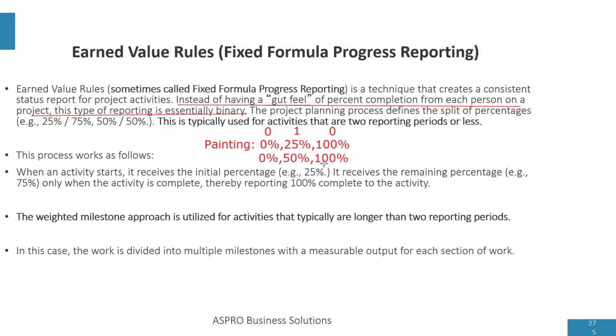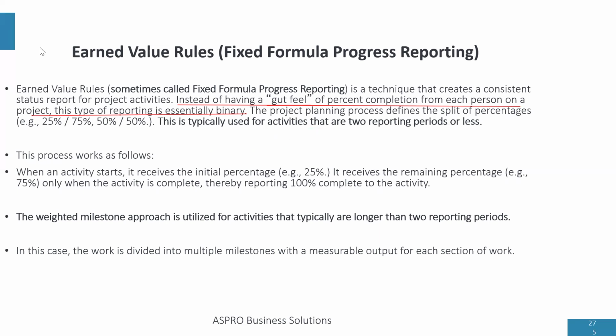When you finish, report 100%. So that's how you report status on your project activities. Then we have another approach, which I personally prefer. It is called the weighted milestone approach.